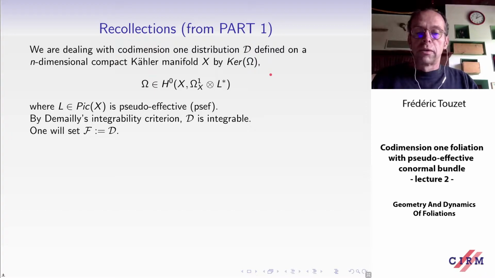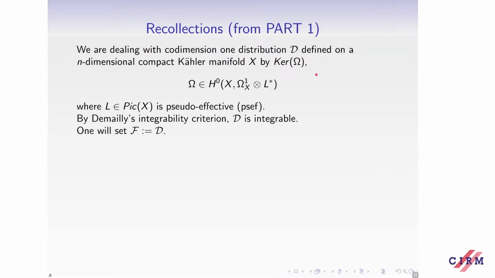Where the twist is given by a line bundle, the dual of a line bundle, which is pseudo-effective. And it turns out by the Frobenius integrability criterion that this distribution is indeed integrable. So we set it equal to F, the foliation, of course.